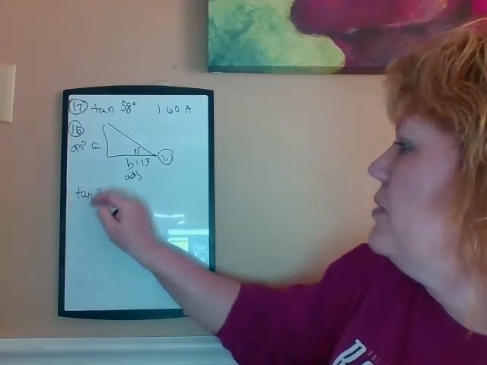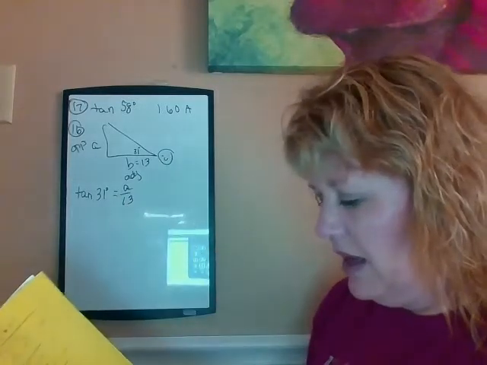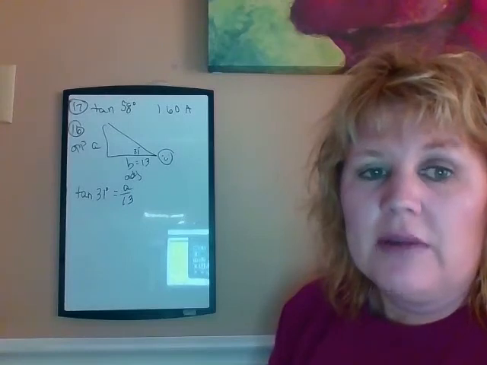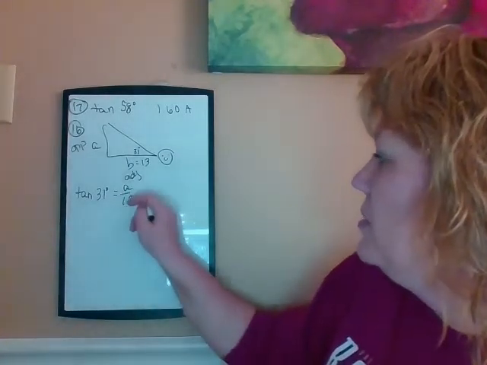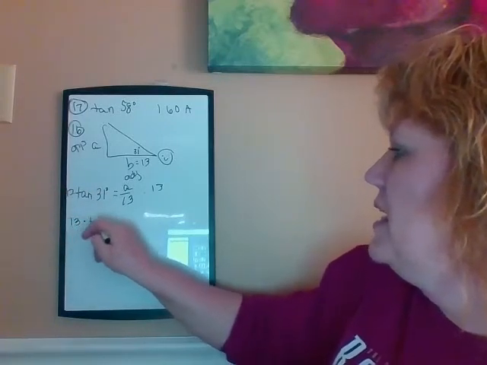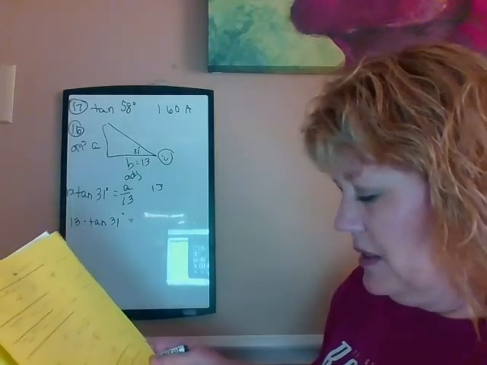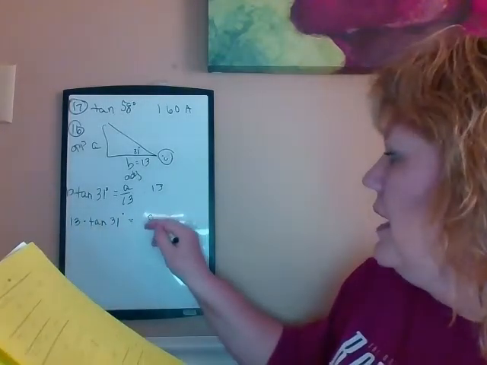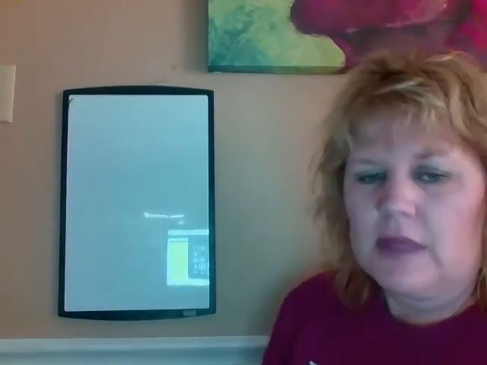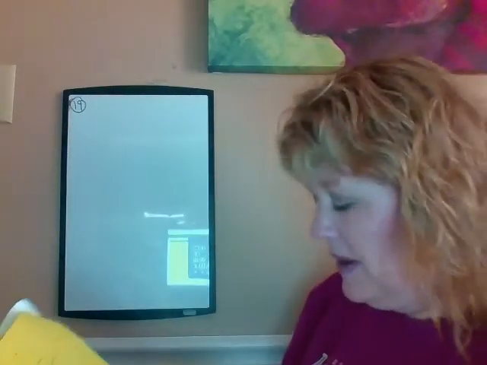Tangent of 31 degrees is equal to A over 13. So I've set up my problem. Now what I need to do is get on my calculator, make sure it's in degree mode, and I'm going to multiply by 13 on each side, and I'm going to type in 13 times the tangent of 31 degrees, and that answer is, round to the nearest whole number, 8, and we're in centimeters, so this is answer choice A.